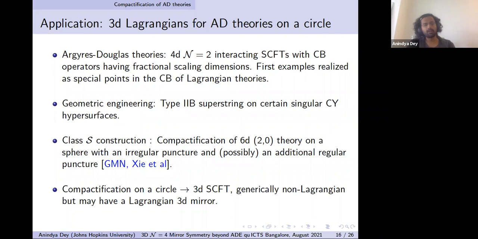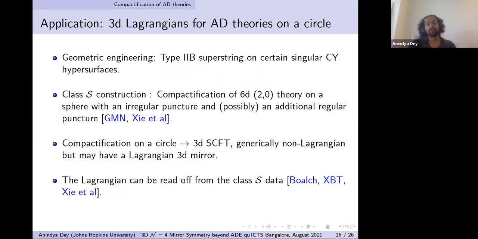Now, what we want to consider is such an SCFT compactified on a circle and then flown to the IR. This leads to a 3D SCFT, which is generically non-Lagrangian, but may have a Lagrangian 3D mirror. So the idea is that you take the 4D theory, compactify on a circle, flow to the IR, you get a 3D SCFT. Now the 3D SCFT itself may not have a Lagrangian description, but it might have a 3D mirror.